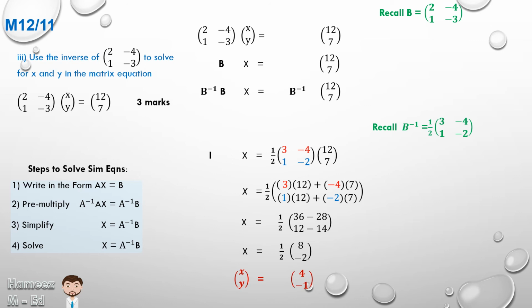And if we had expanded this equation, we would have gotten the equations 2x minus 4y is equal to 12, and 1x minus 3y is equal to 7. If we substituted the values of x and y in there, being 4 and minus 1, it would have worked out for both of them. So we know we've done the correct thing.